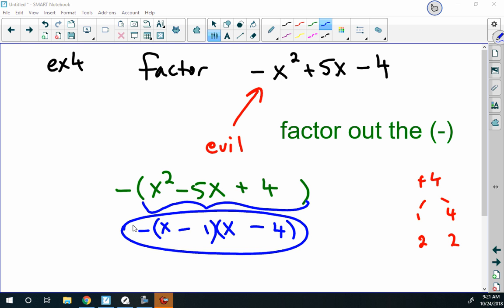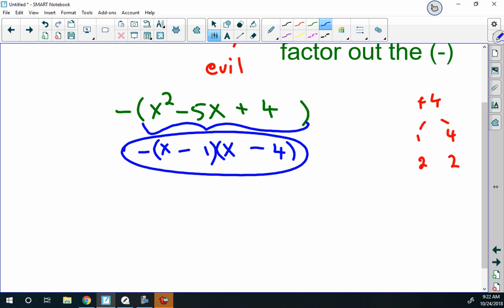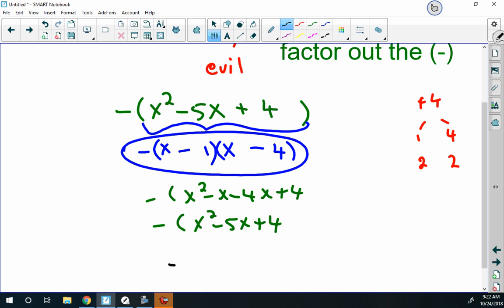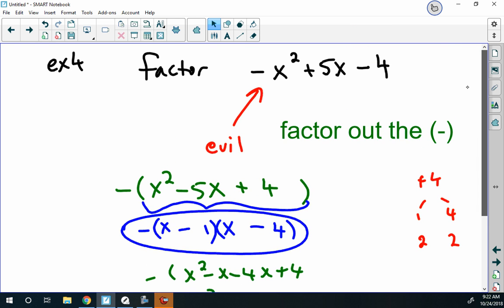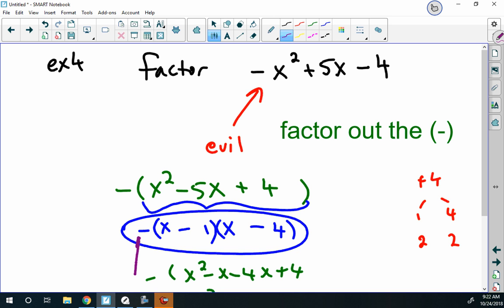So let's FOIL that back out and see what happens. That's going to be x squared minus x minus 4x plus 4. That's x squared minus 5x plus 4, but there's a negative out front. So if we distribute a negative back in, we get minus x squared plus 5x minus 4, which is right back where we started. If we didn't write this negative, it would be wrong. Everybody picking up what I'm putting down? Questions, comments, concerns, short debates, long debates.